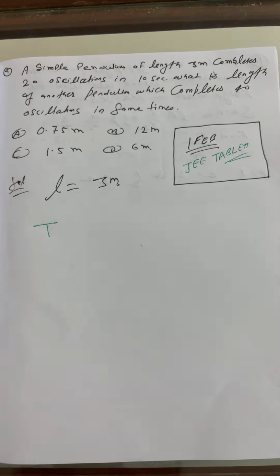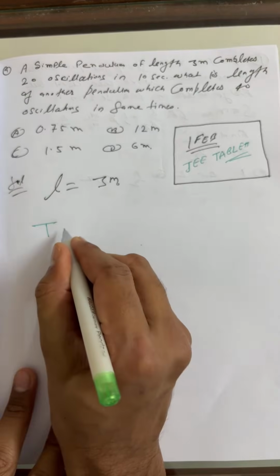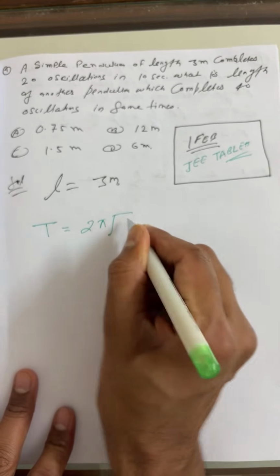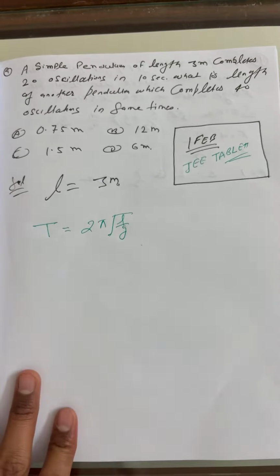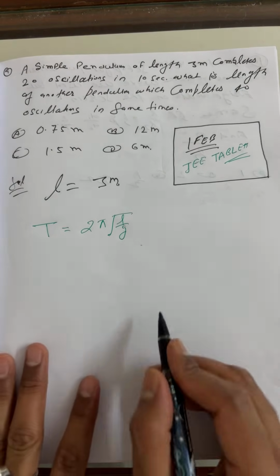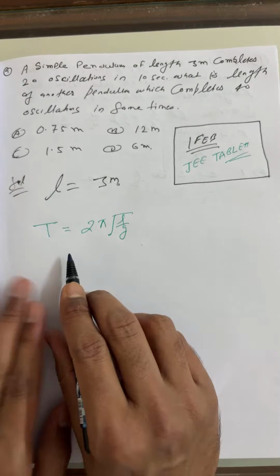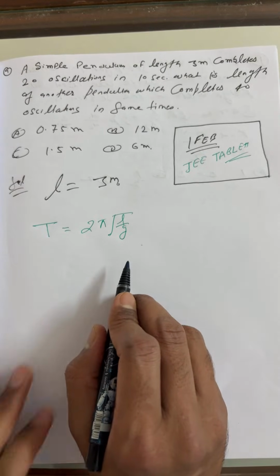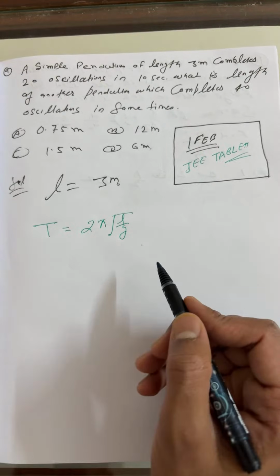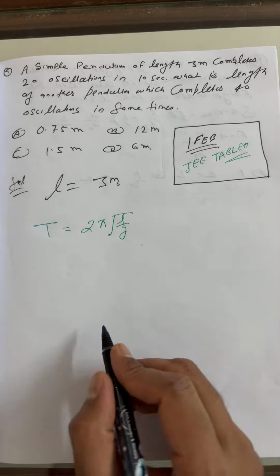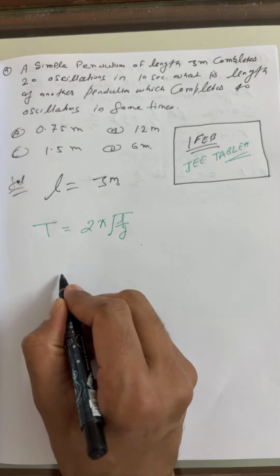What is the formula of time period? The time period of a simple pendulum is 2 pi root of L by g. For this condition, the time is mentioned for us. So simply find it here. What's the initial time mentioned here? Just tell me, everyone.